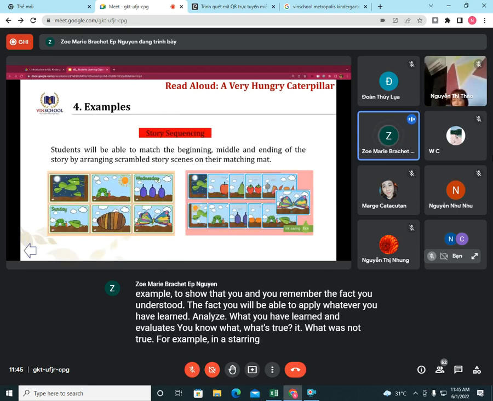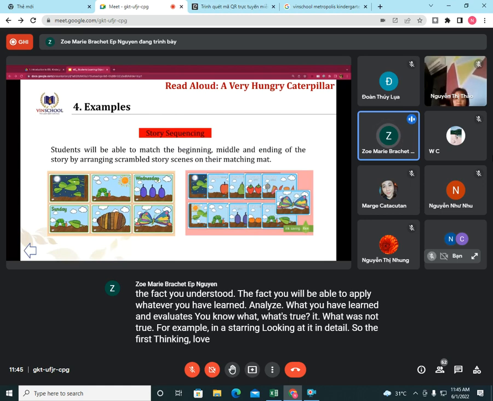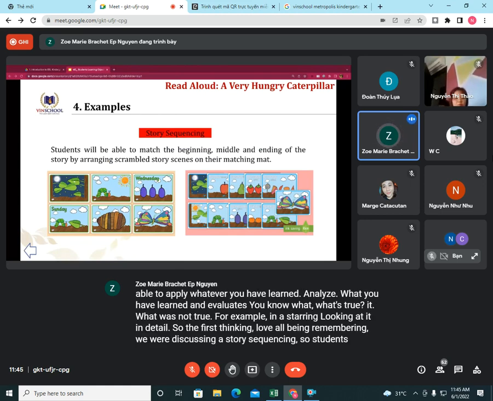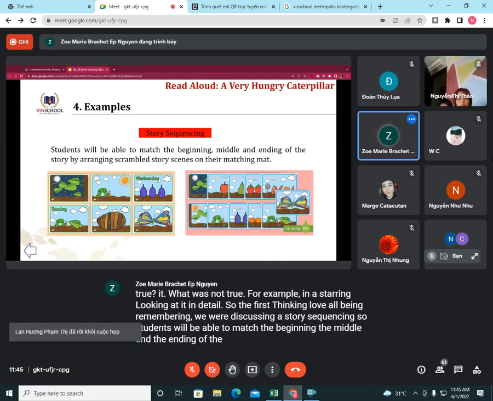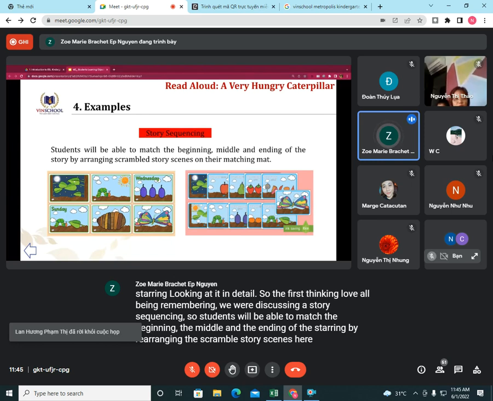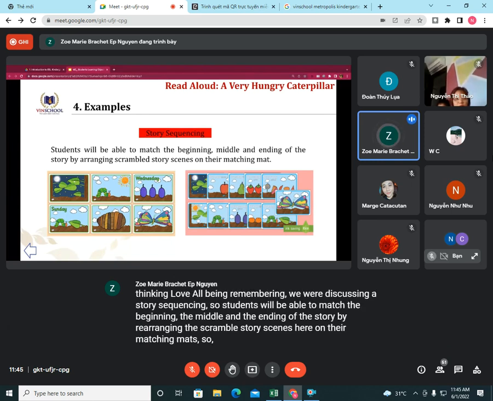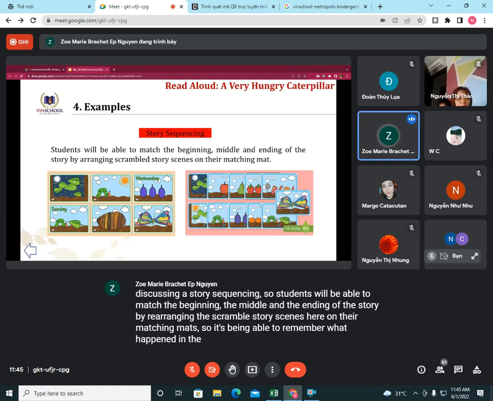Looking at it in detail. So the first thinking level being remembering, we were discussing story sequencing. Students will be able to match the beginning, the middle, and the ending of a story by rearranging the scrambled story scenes here on their matching mat. So it's being able to remember what happened in the story and put it in a certain order.